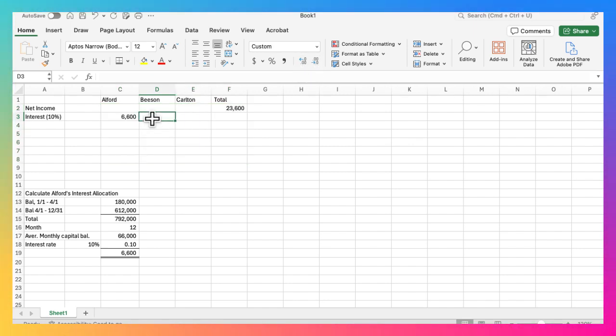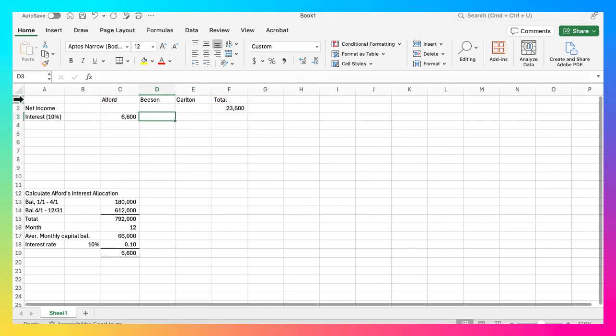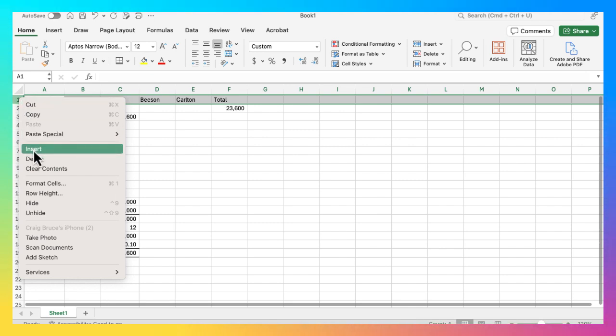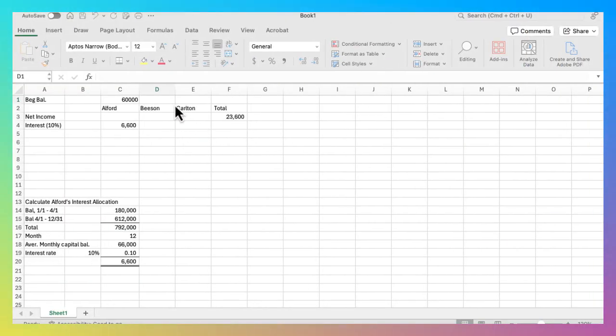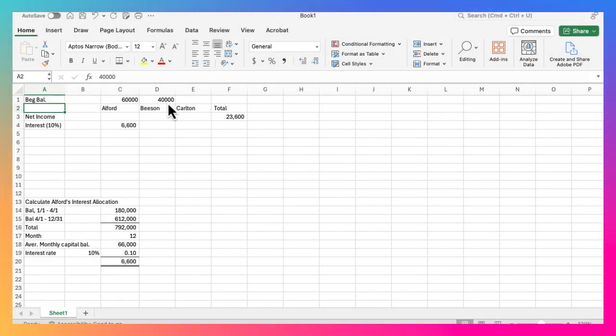Now for Benson, we need to figure out what Benson's capital account is. Before we go on further, I probably should have done this at the beginning. I apologize. I'm going to put the beginning balances up here. With Alfred, we started with 60,000. Benson was 40,000, and Carlton was 20,000. That's going to be their beginning balance.